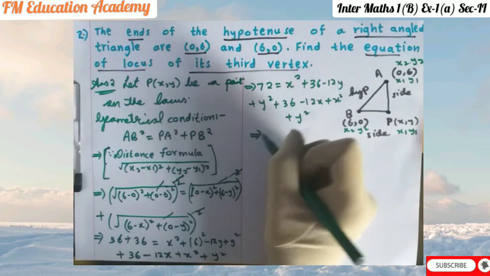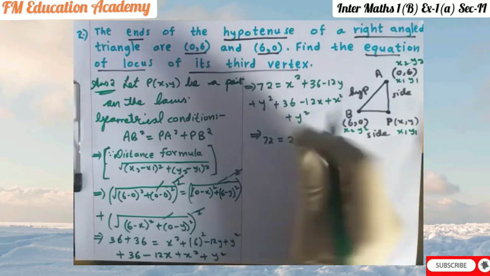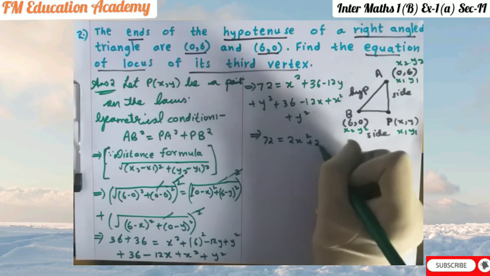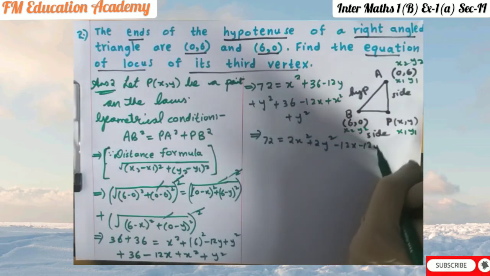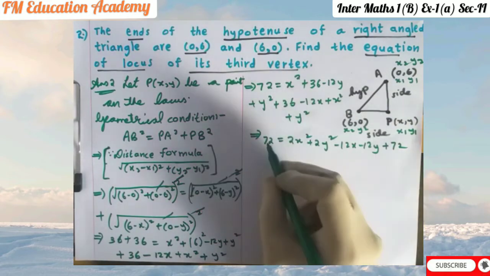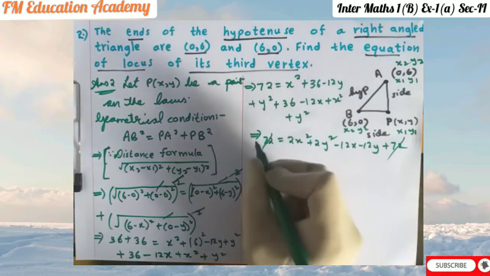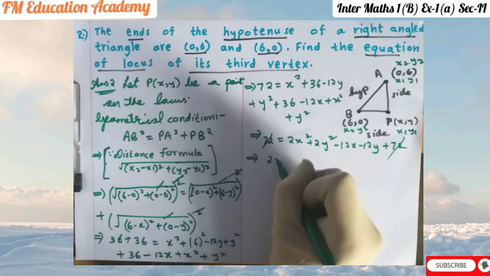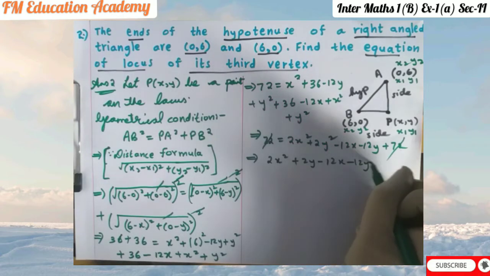Now we have 72 is equal to x square plus x square is 2x square, y square plus y square is 2y square, minus 12x minus 12y, and we have 36 plus 36, which is 72. 72 is present on LHS, 72 is present on RHS. So both will get cancelled. What are we left with? 2x square plus 2y square minus 12x minus 12y is equal to 0.